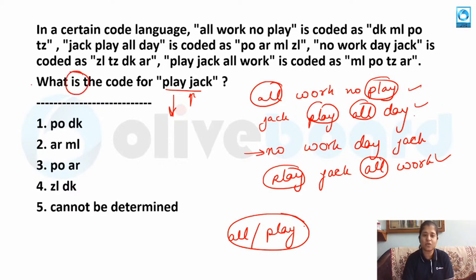What is the code, that is what has been asked. What can be the code has not been asked, right? So what is the code for play Jack? So you cannot determine that code. I hope this is clear.